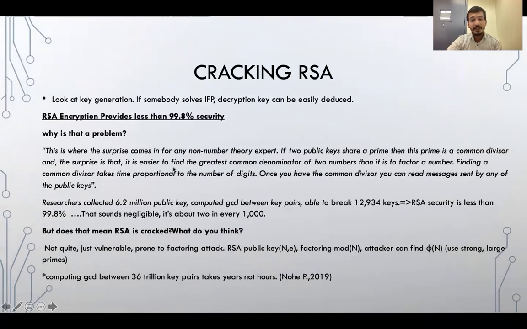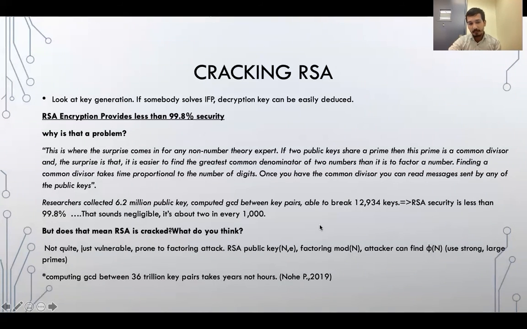Why is that a problem? Because it is easier to find the GCD of two numbers than to factor them, and finding the GCD takes time proportional to the number of digits. When we get the common divisor, you can read the message sent using any of those public keys. So there is research going on. They are able to crack these number pairs of public keys.